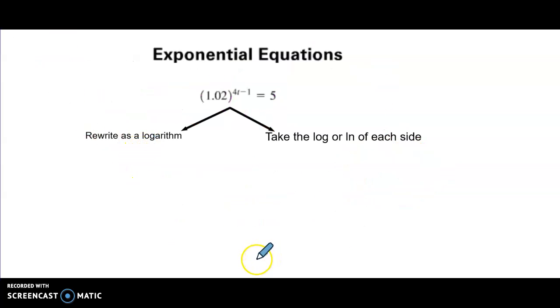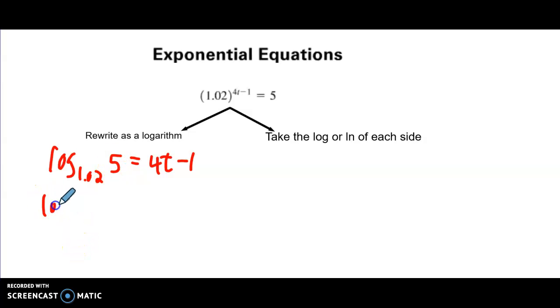All right. Exponential equations that we can't solve the traditional way. We have two choices. We can rewrite them as a log, or we can take the log or the natural log of each side. I kind of prefer this way, but others prefer this way, so I'm going to show them both ways, okay? To rewrite this as a log, I would say log base 1.02 of 5 equals 4t minus 1. Right? We have to be able to go back and forth between log form and exponential form. This is the same as saying 1.02 to the 4t minus 1 power equals 5.